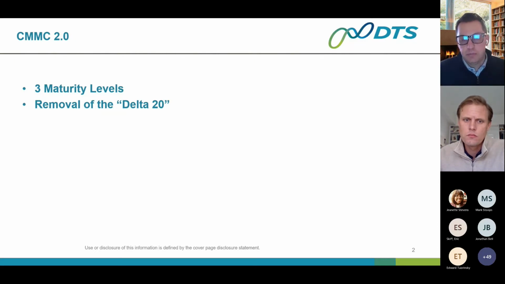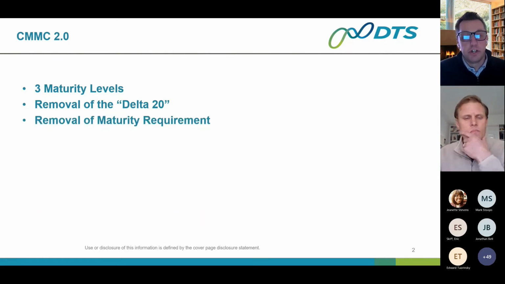of NIST SP 800-171. The next major point is that they removed the maturity requirement from the model. So organizations no longer have to demonstrate that those processes or policies are ingrained in the culture, that essentially they just have to be documented that they exist at the time that they are being assessed.